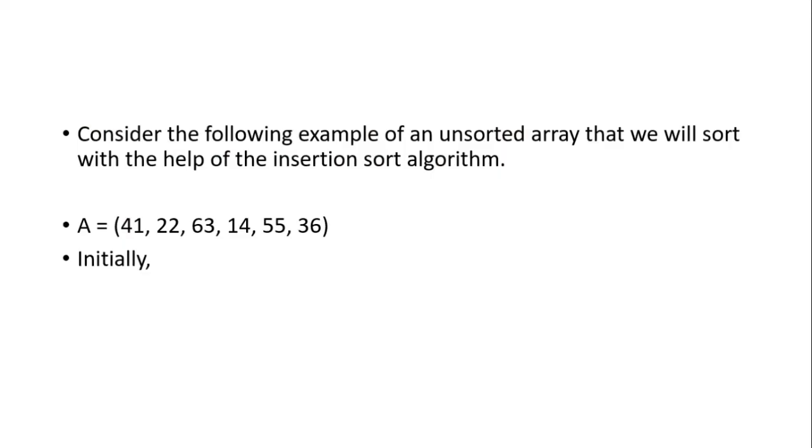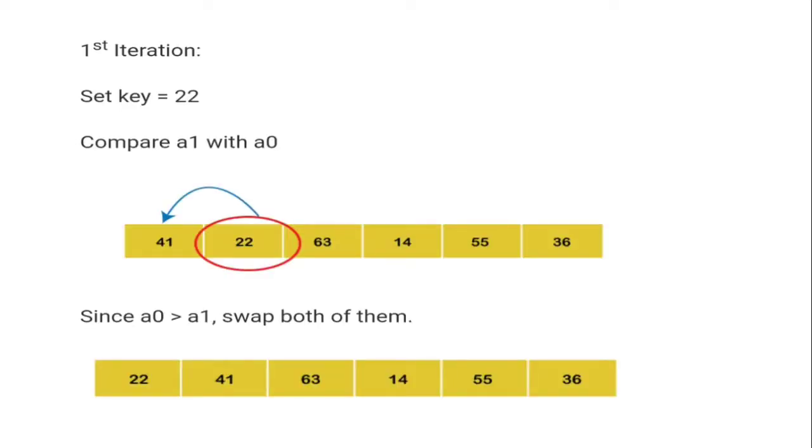Next, consider the following example of an unsorted array that we will sort with the help of the insertion sort algorithm. Here's the unsorted array: A equals 41, 22, 63, 14, 55 and 36. We sort the array in ascending order. So let's take an example and solve it with the help of insertion sort.